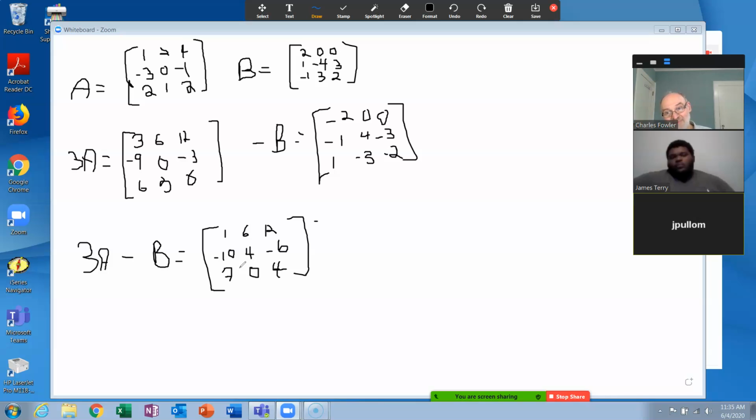But they had us do the first part for us, did the second part for us. All you had to do was add those two together, which is correct. They took a lot more room. I'm not about to take that much room, but that's what they got. 1, 6, 12, negative 10, 4, and negative 6, 7, 0, 4. Any questions on that?